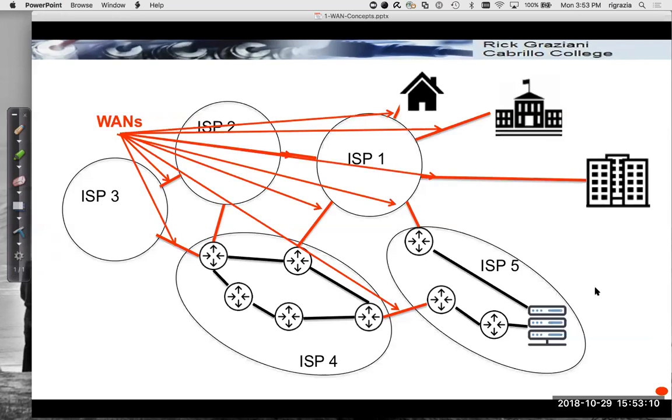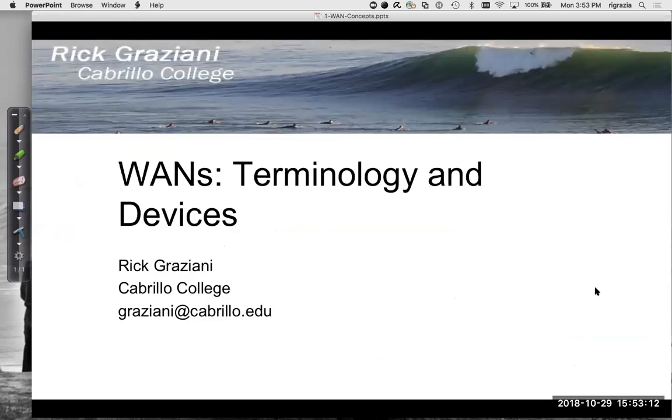Okay, so this is just an introduction to terminology and devices. A lot more to follow, a little introductory information, and we'll get into more details in later videos.